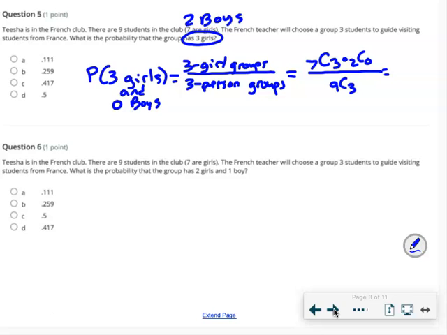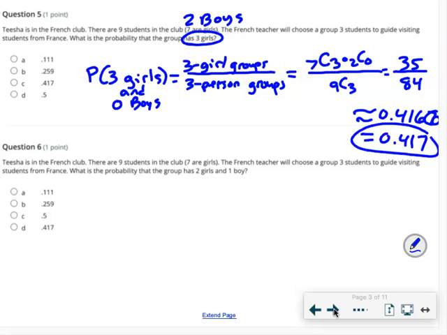So what we want to do with these is get these punched in. 9 choose 3 is 84. 7 choose 3 is 35. The 2 choose 0 doesn't do anything. That's just 1. So we have 35 divided by 84. Then I notice that we have decimals for my possible answers over here. If I type in 35 over 84, I get 0.41 and then a bunch of sixes in a row. So that would round to 0.417, which is letter C.